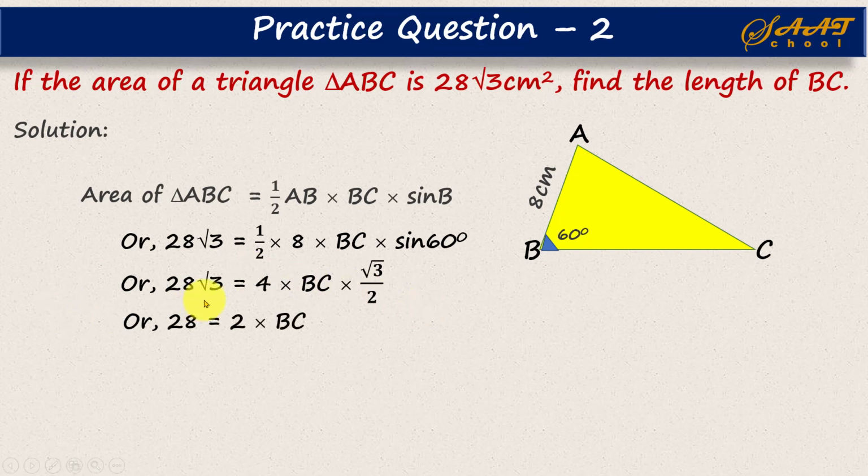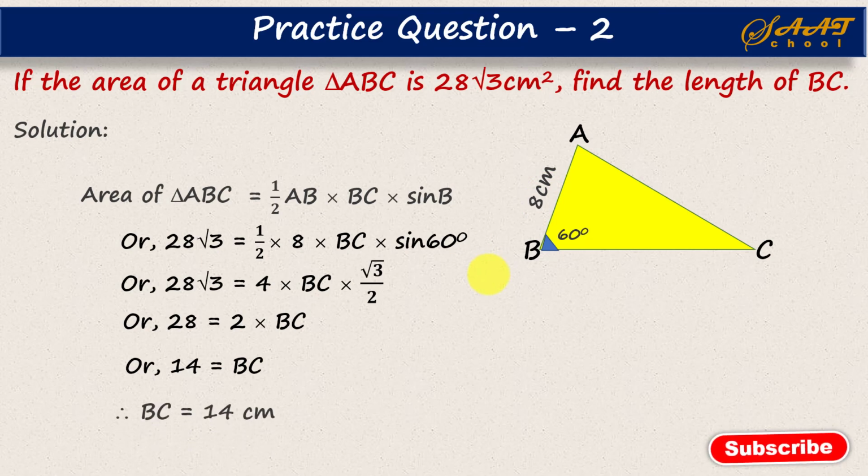Again in this step, this root 3 and this root 3 are cancelled. You can cancel this number and this number. So 2 is 4. Now you can cancel this 28 by 2, which will be BC equals 14. And the unit is given in centimeter. That's why BC is 14 centimeter. And that is how we find BC.